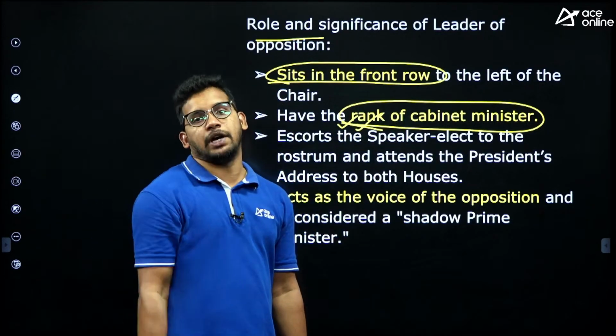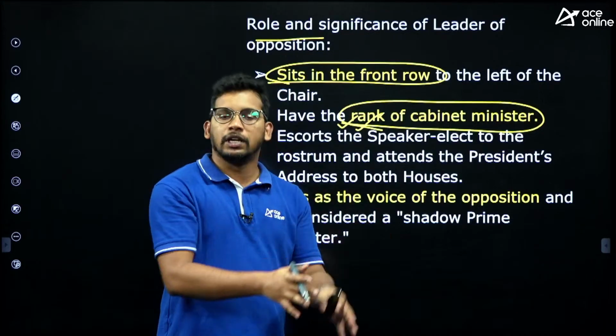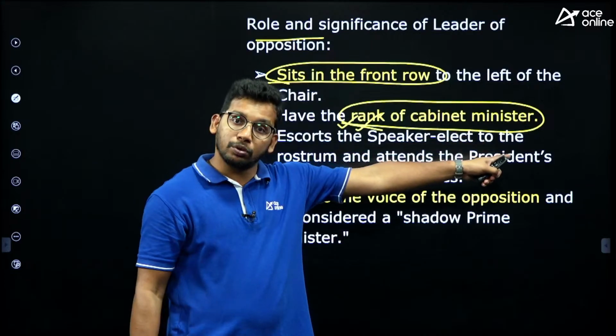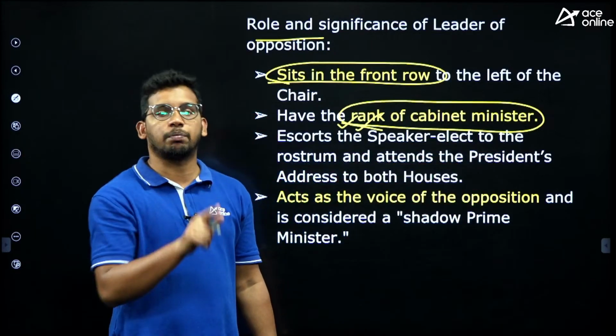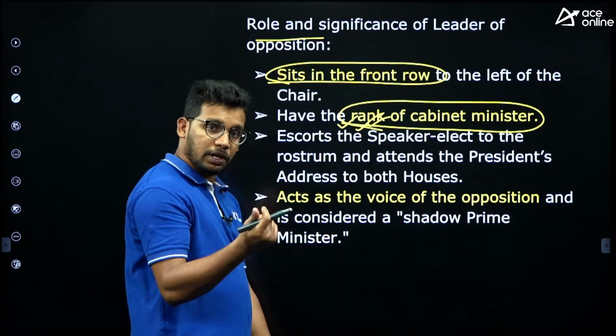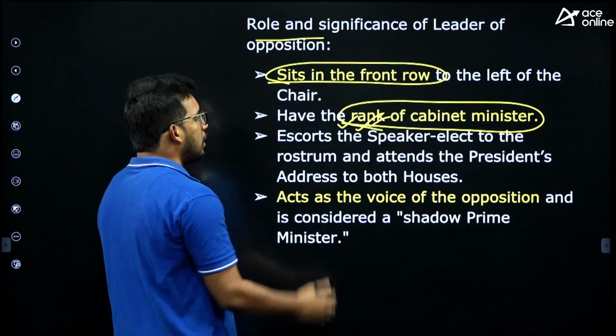He is equal to a cabinet minister. Whatever the cabinet minister gets, the avenues and all from the government, security, all those things will be given to that leader of opposition, even though he is not part of the government. So this is the rank of the leader of opposition. They may ask you this also in the exam, right?